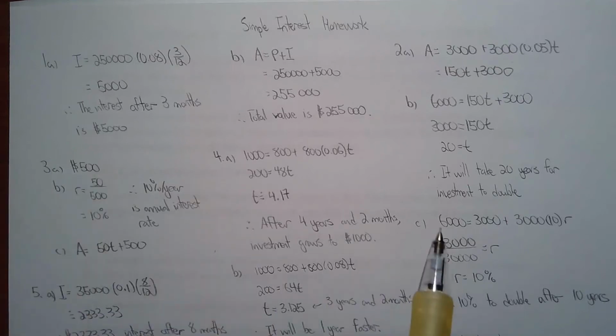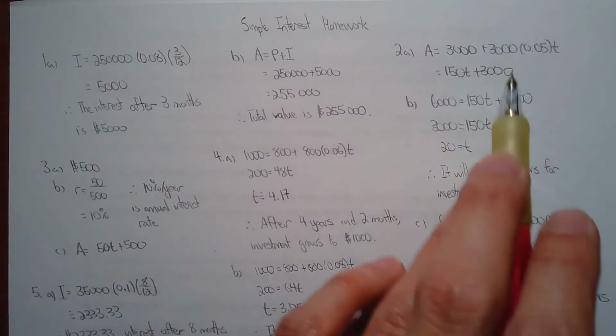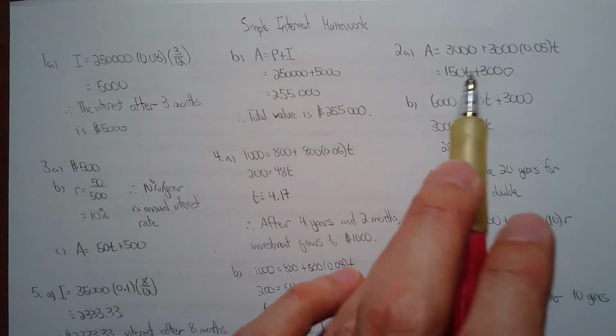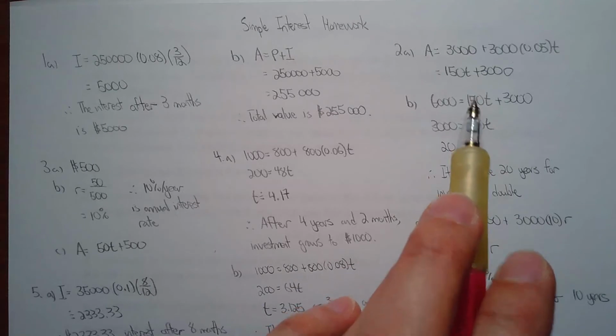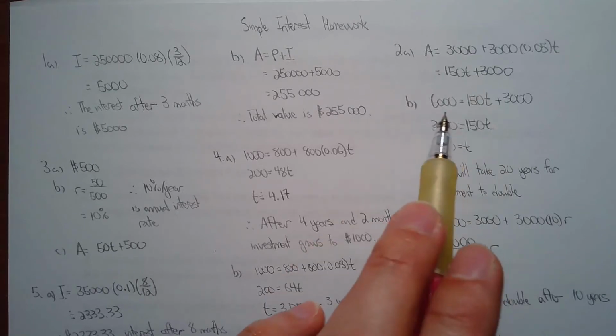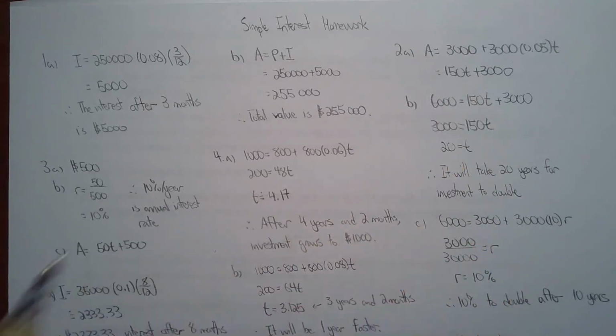So $3,000 earning 5% simple interest annually. So this is your linear model. You're getting an extra $150 every single year. And then how long will it take to double? Well, doubling means $6,000, solve for t, so after 20 years. If you want to double in 10 years instead, you can solve for the new interest rate, which is 10%.